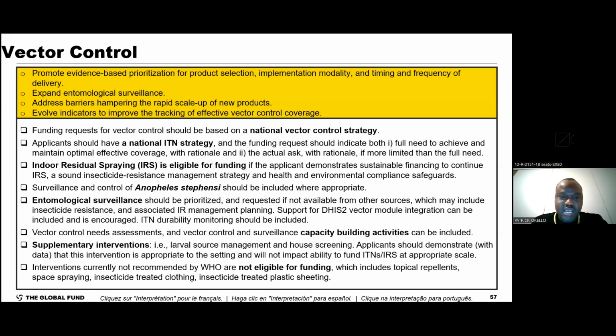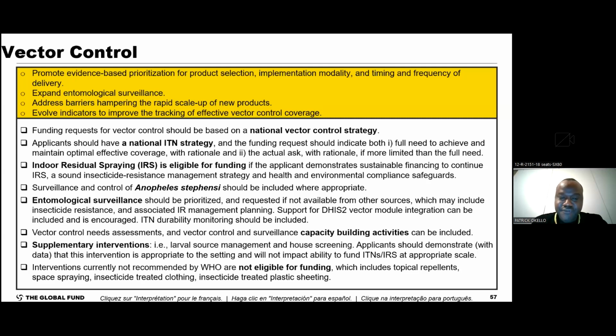And of course, in the recent past, particularly in the Horn of Africa and spreading across Africa, is the new invasive Anopheles stephensi. So to help us address all of these, we really would encourage you to involve a lot of entomological surveillance so that we have the information necessary to help us address resistance and link all of this to capacity building activities.